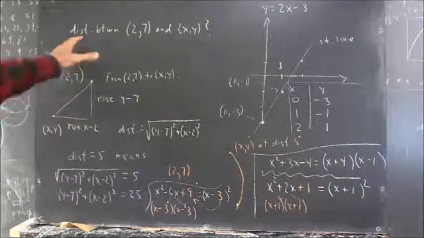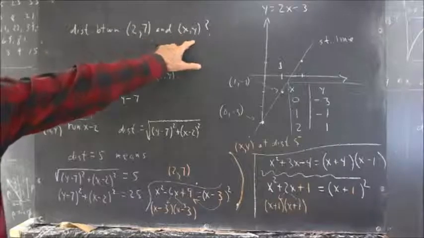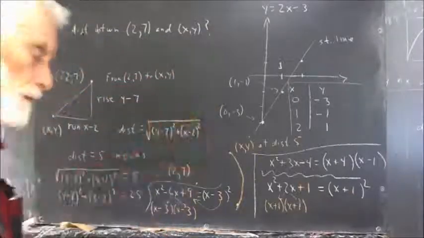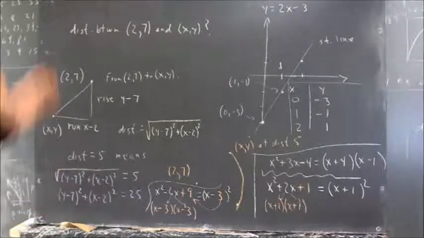Now we want to find an expression for the distance between the points (2, 7) and (x, y). If you haven't already seen this, you should think about that. In any case, we can represent this situation.